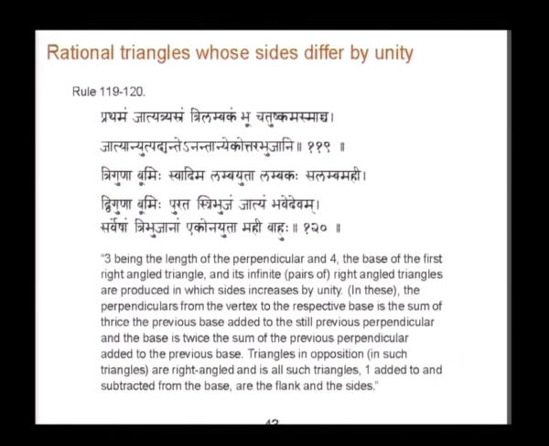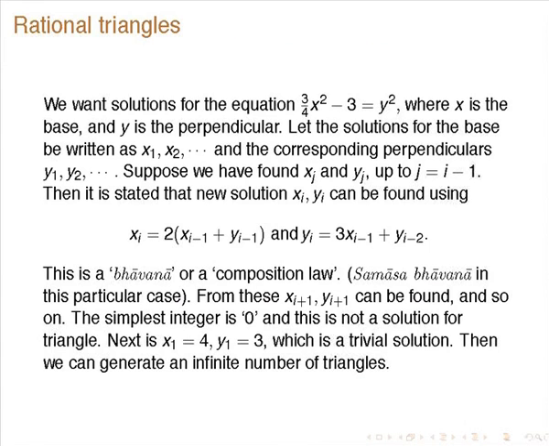3 being the length of the perpendicular and 4 the base of the first right angle triangle, and its infinite pairs of right angle triangles are produced in which sides increase by unity. In these, the perpendicular from the vertex to the respective base is the sum of thrice the previous base added to the previous perpendicular, and the base is twice the sum of the previous perpendicular added to the previous base. So, this is what he is stating.